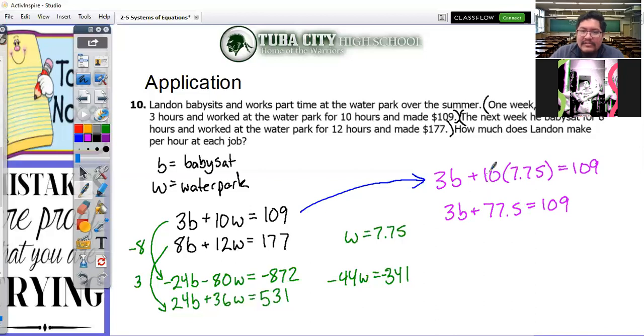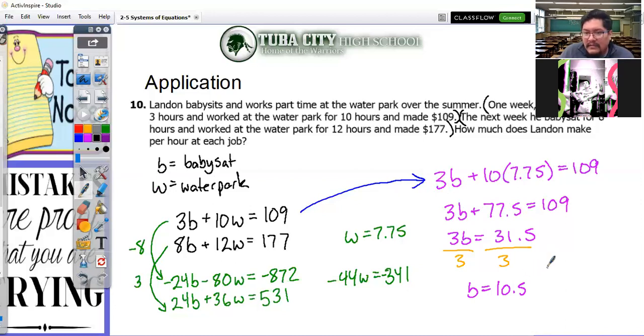So we know he worked 10 hours at the water park. At $7.75, that would mean he'd make $77.50 that first week. Now I'm going to take 109 minus 77.5, and that would be 3b equals 31.50. Divide both sides by 3, and we get $10.50. So babysitting equals $10.50. Now let's go ahead and write our answers out.